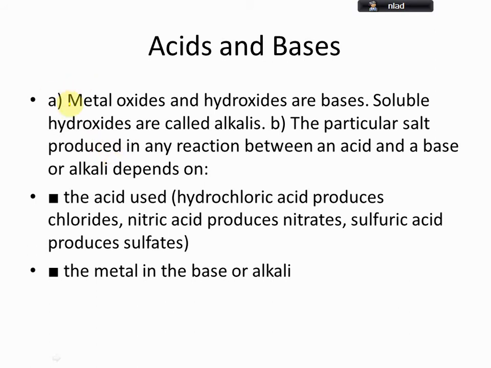Right, so let's talk about some of these bases in a bit more detail, and naming salts in a bit more detail. So metal oxides and hydroxides are bases. If a base is soluble, if a hydroxide is soluble, we call it an alkali. Now, the salt that you get will depend upon two things. Number one, the acid used, and number two, the base or alkali used. So the acid tells you the back part of the name. So hydrochloric acid gives you chlorides, nitric acid gives you nitrates, sulfuric acid gives you sulfates. The front part of the salt comes from the base or the alkali, and it's the metal within that.